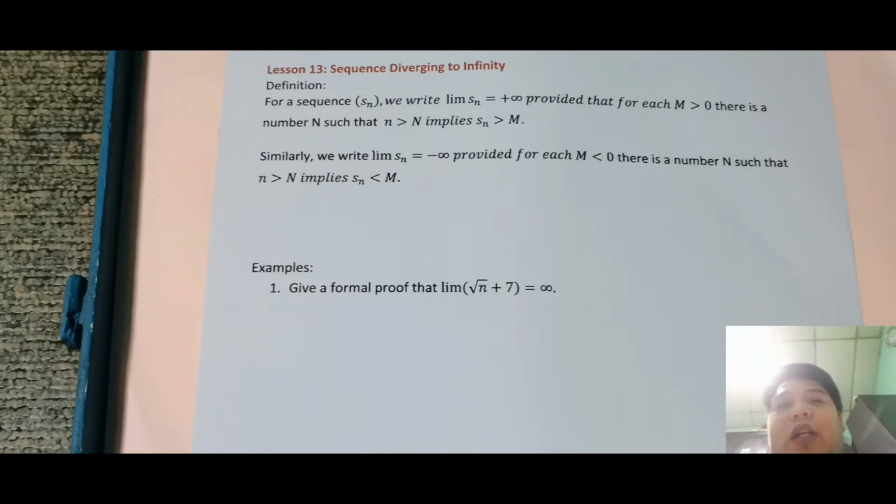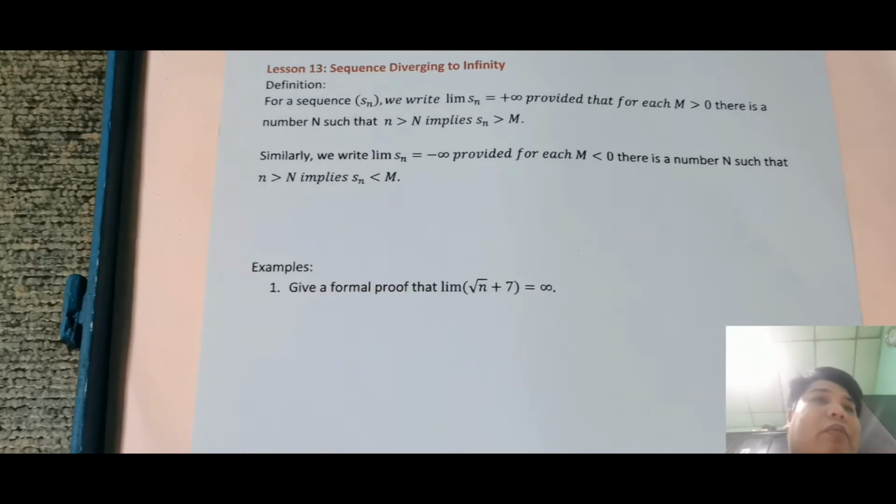Ito na yung lesson 13 ng Advanced Calculus 1, yung sequence diverging to infinity. So kung naalala nyo, ang dinidiscuss natin last time is about yung mga sequence na nagko-converge to a real number. Okay, so ngayon, ang pag-aaralan naman natin is all about sequence diverging to infinity or negative infinity. So meaning, ipoprove pa rin natin kung divergent siya sa infinity or divergent siya sa negative infinity. Yun yung mga gagawin natin dito sa video na to.